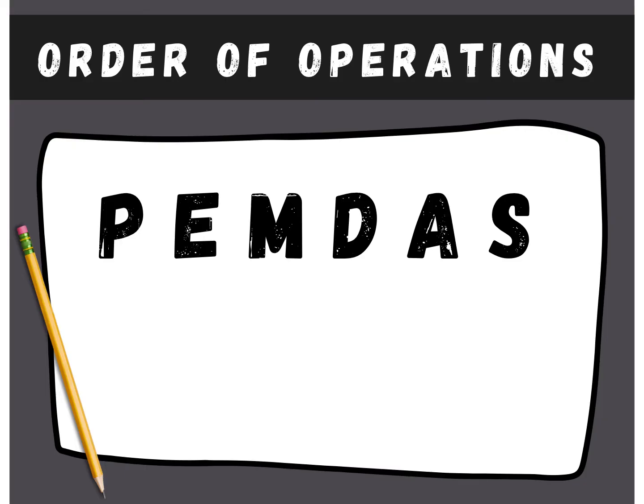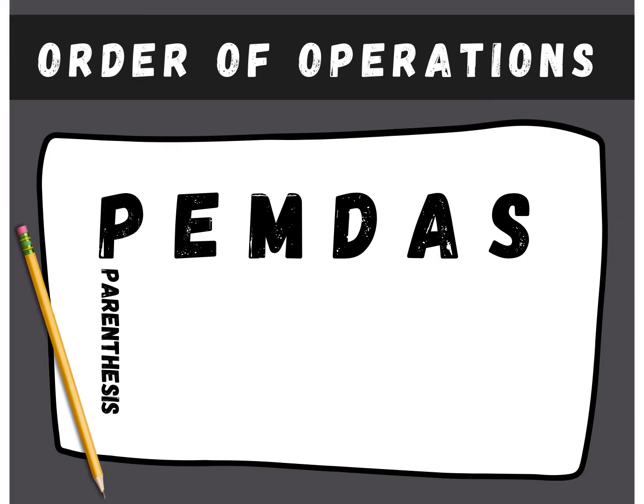Now, the way I prefer to remember the order of operations is to remember PEMDAS. PEMDAS is an acronym where every letter stands for something. The first letter in PEMDAS is P. It stands for parentheses. When we're looking at a problem, we want to solve for parentheses first.